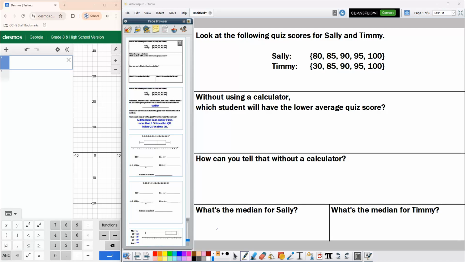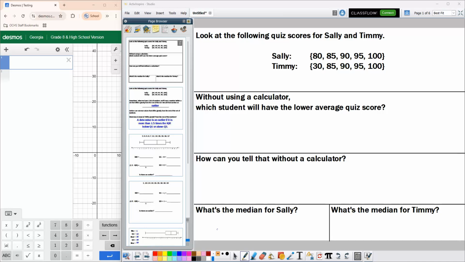Really, how to find outliers. Look at the following quiz scores for Sally and Timmy. It says, without using a calculator, which student will have a lower average quiz score? You know, average is when you add them all up and divide by how many they are.